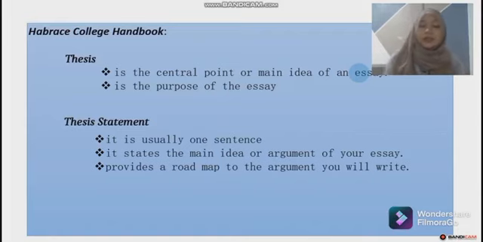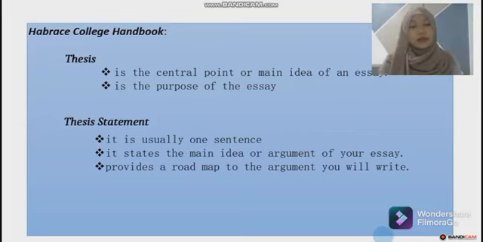It should tell the readers what the essay is all about. It is usually one sentence, but some sources say that it contains one or two sentences. It states the main idea or argument of your essay. It provides a roadmap to the argument you will write. Thesis statement is a guide to every reader and tells them what to expect from the rest of the essay.